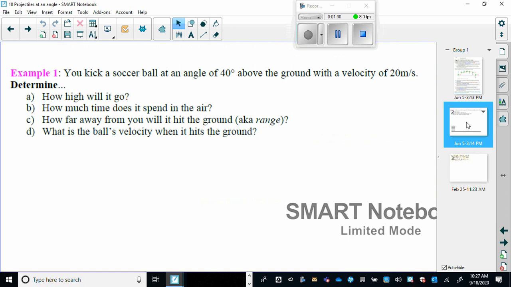So let's go right to the problem. You kick a soccer ball at an angle of 40 degrees above the ground with a velocity of 20 meters per second. Determine how high it will go, how much time, how far, and what's the velocity when it hits the ground. This sounds very similar to the previous question, but now we've got the added dimension in that it has an initial vertical velocity.